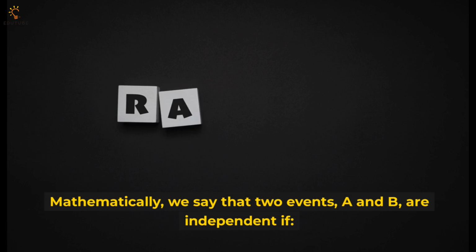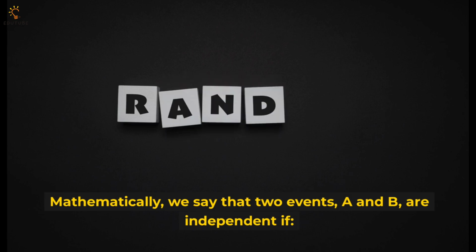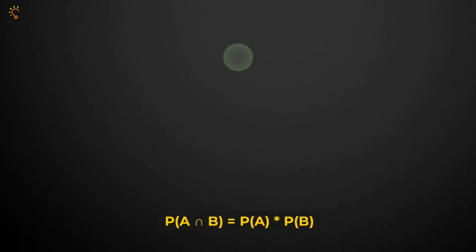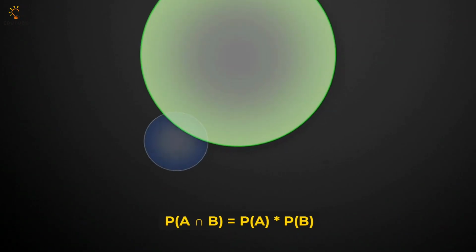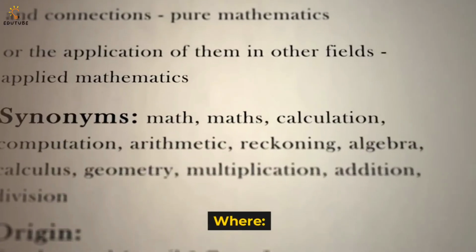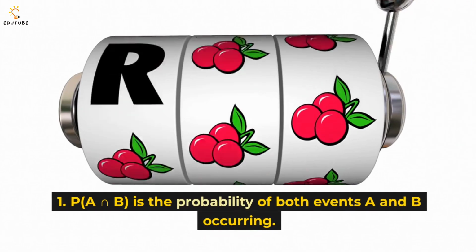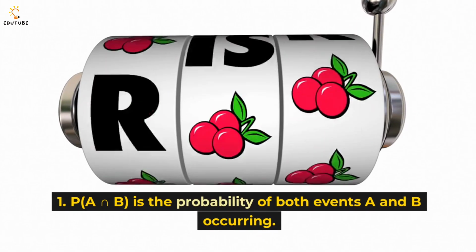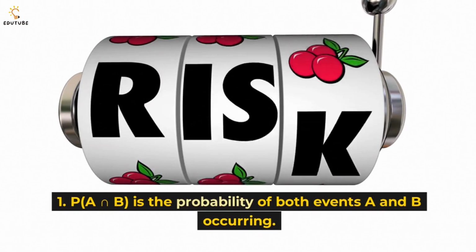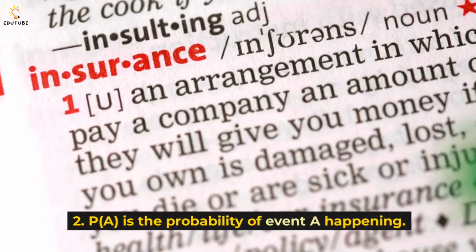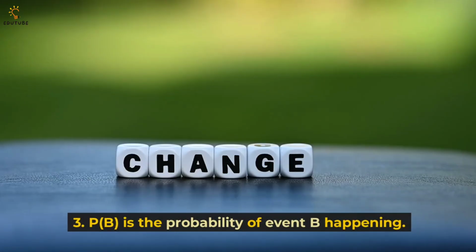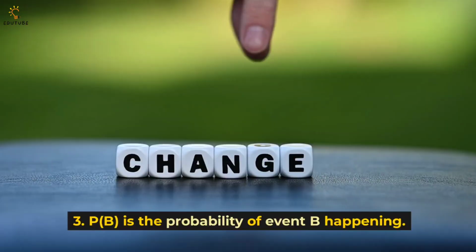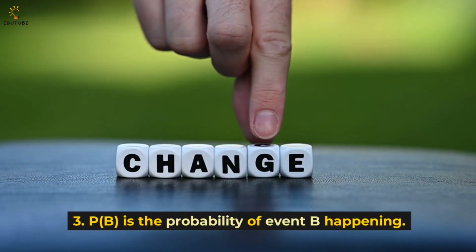Mathematically, we say that two events, A and B, are independent if P(A ∩ B) equals P(A) times P(B), where 1. P(A ∩ B) is the probability of both events A and B occurring. 2. P(A) is the probability of event A happening. 3. P(B) is the probability of event B happening.